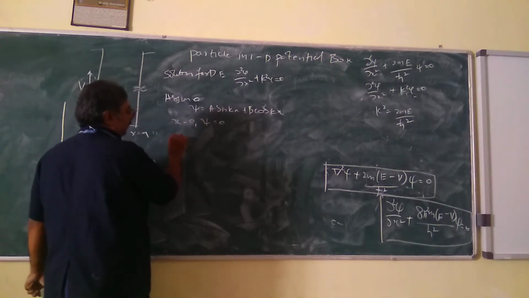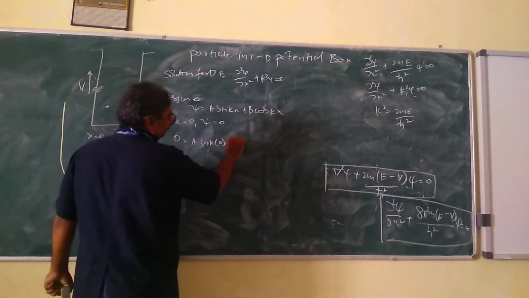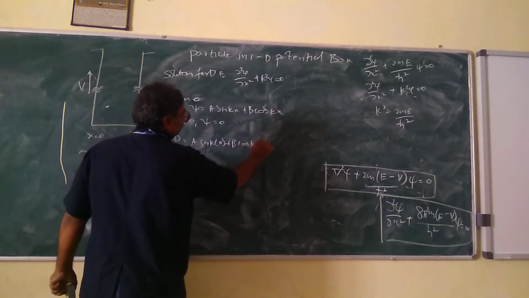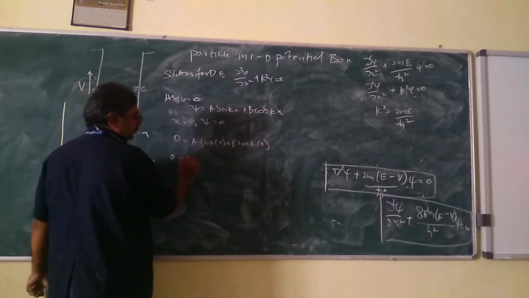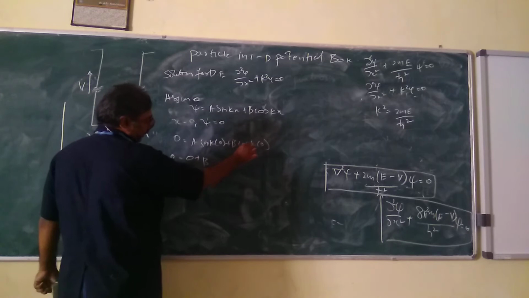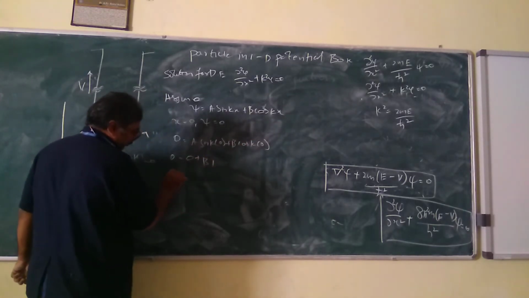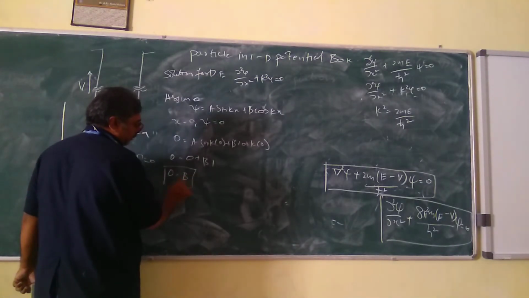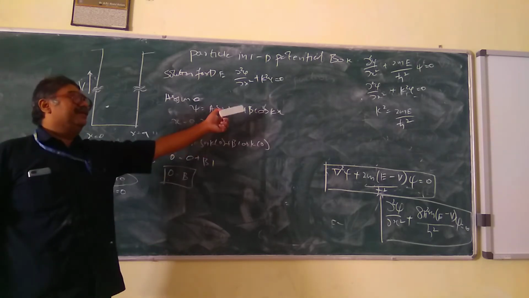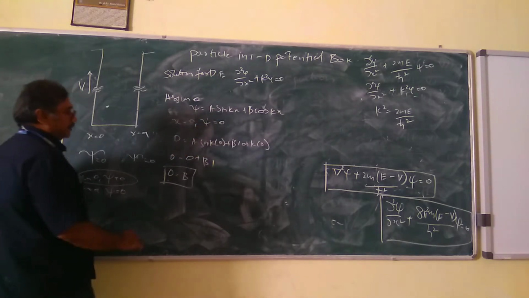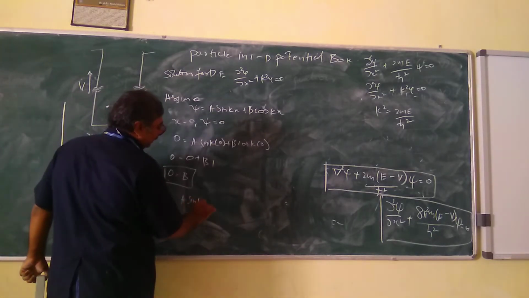So let us substitute. We get 0 = A sin(k·0) + B cos(k·0). k times 0 is 0, sin 0 is 0, so the first term is 0, plus B times cos 0, which is 1, so B. So 0 = B, which implies that B is 0. The first boundary condition eliminates the B term. So after the first boundary condition, the wave function is given by ψ = A sin kx.